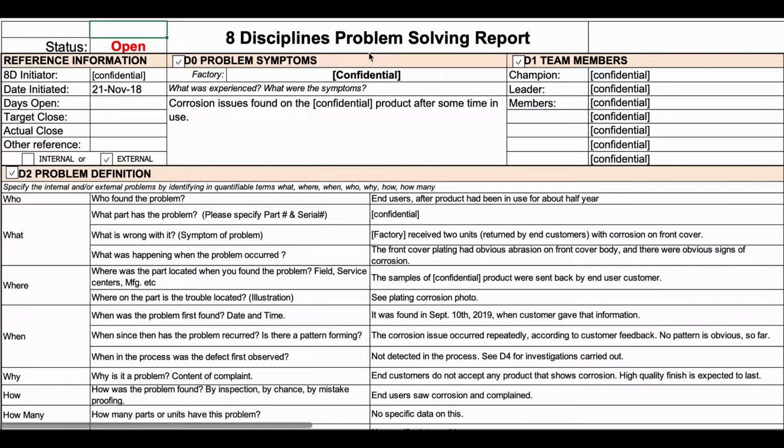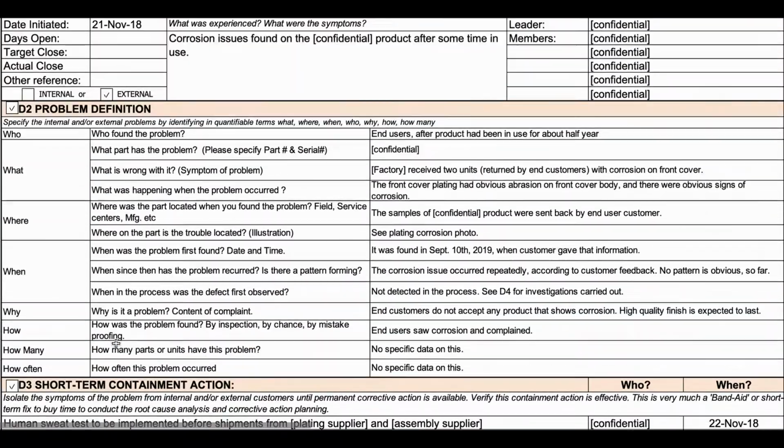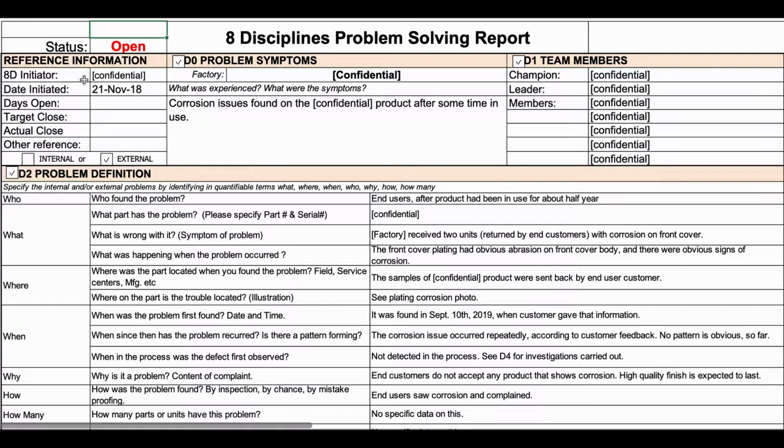Let's go through an example here of an 8D report. This is an example of the format, but it usually looks somewhat like this. And it goes D0, 1, 2, 3, 4, and so on, all the way to D8. This is the basic information.